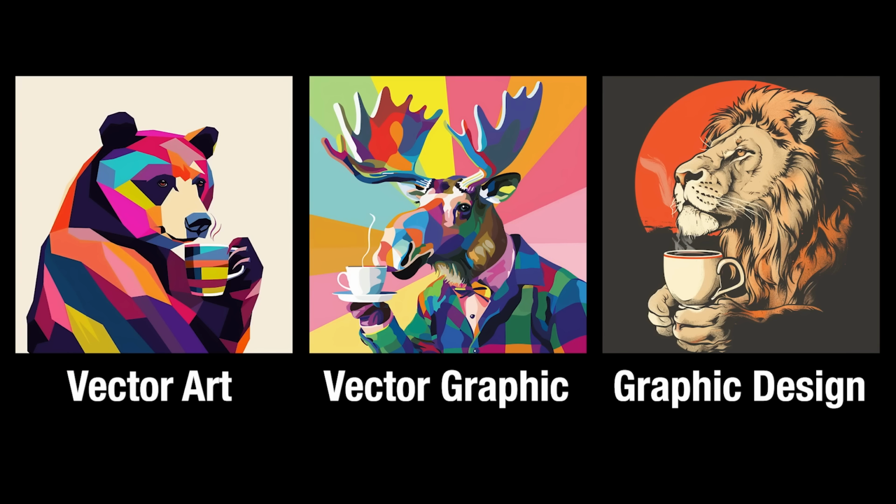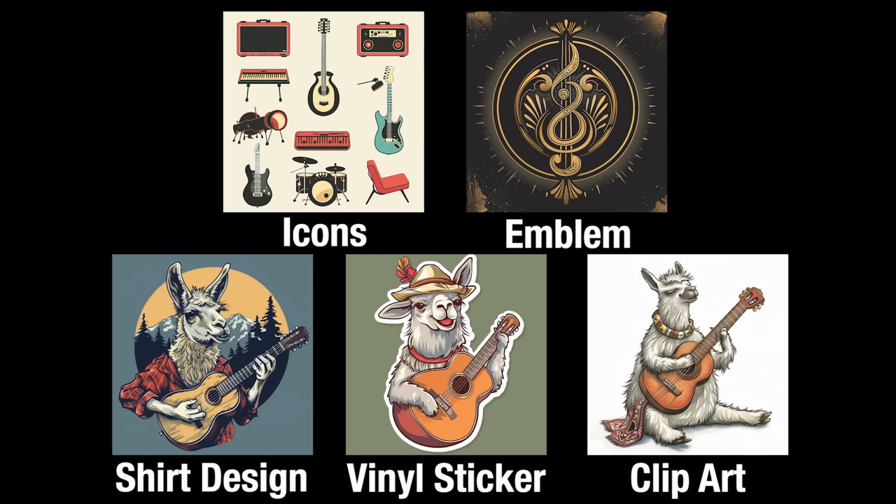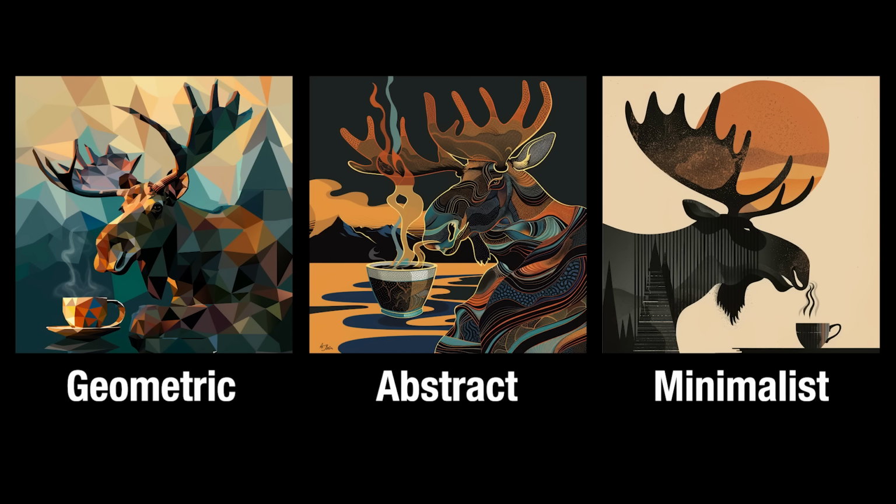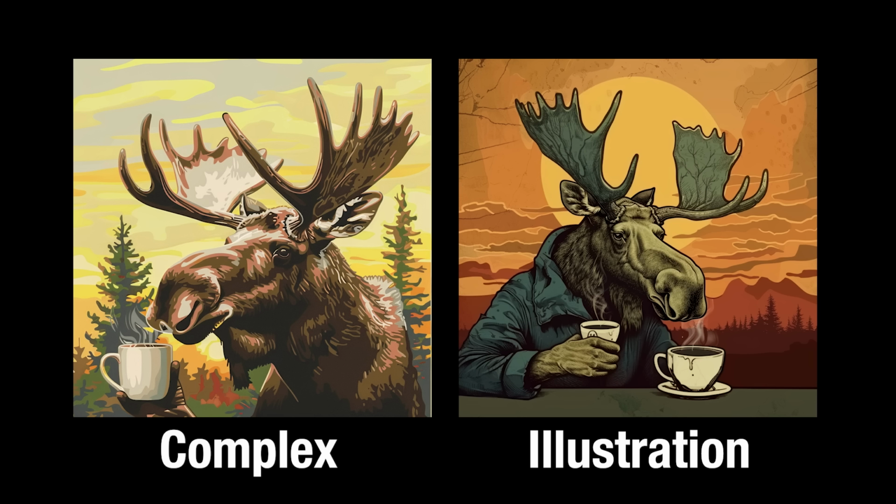A lot of that will also apply to vector art if you're making things for printing on t-shirts, mugs, or whatever it might be. Some additional words to use would be vector art, vector graphic, graphic design, then things like icon, emblem, shirt design, vinyl sticker, or clip art can be useful even if you're not specifically making it for one of those. Silhouette or outline can be cool, or some from the logos like geometric shapes, abstract, minimalist. Then for something on the complex side, you could add complex or a word like illustration. Try out color palettes, any combination of those things.